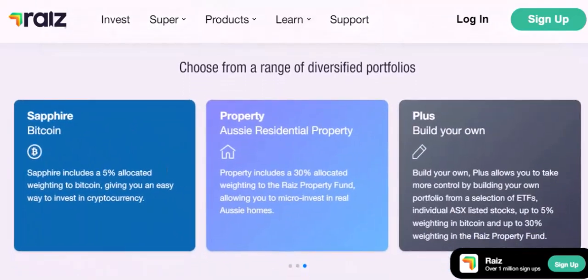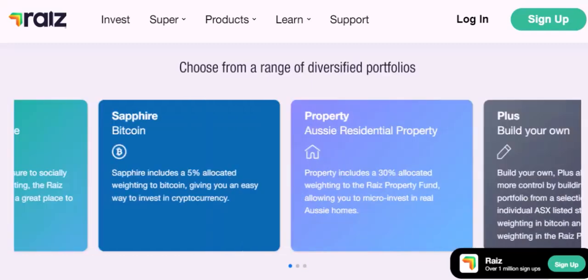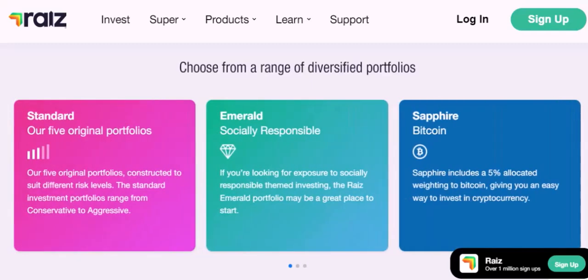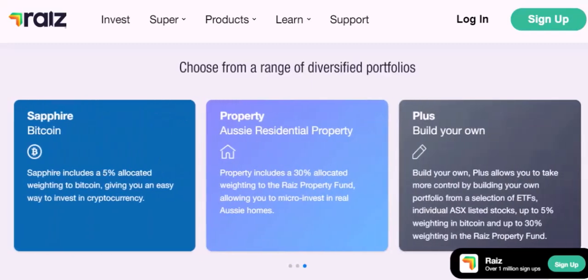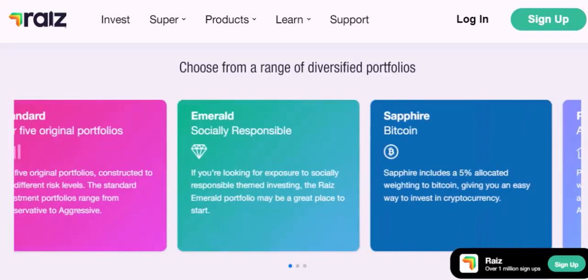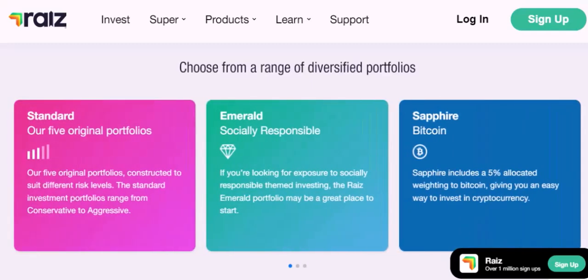Losing money with Raiz can be frustrating, but it's important to understand the factors that can affect your returns. By analyzing your portfolio, evaluating your expectations, and considering alternative investment options, you can make informed decisions about your financial future.